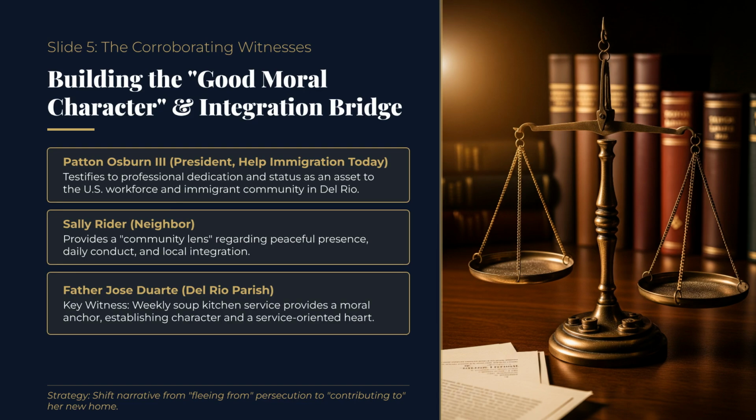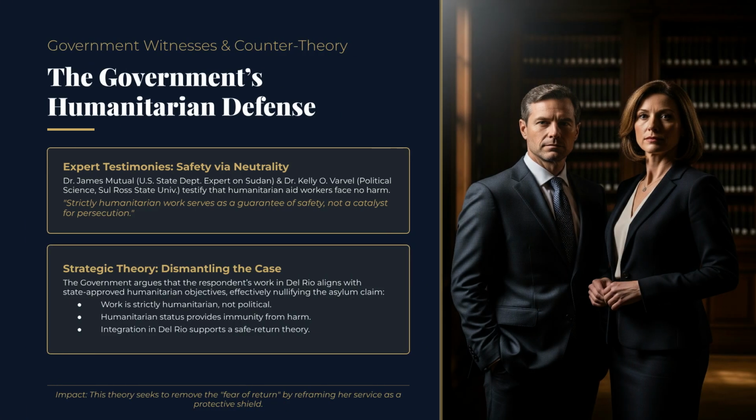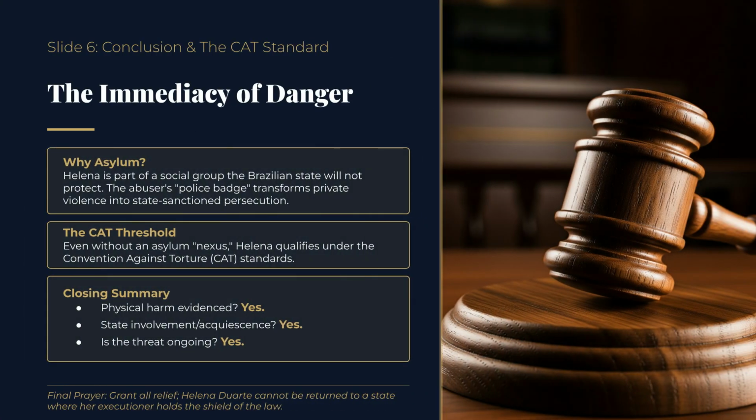These include Patton Osborne III on her professional dedication and Sally Ryder on her peaceful community presence in Del Rio. Father Jose Duarte is a key witness, testifying to Noura's weekly soup kitchen service. This helps shift the narrative from her fleeing persecution to contributing positively to her new home. The government counters with expert testimonies asserting that strictly humanitarian aid work provides safety, not persecution. Their strategic theory aims to dismantle the asylum claim by reframing her service as a protective shield.